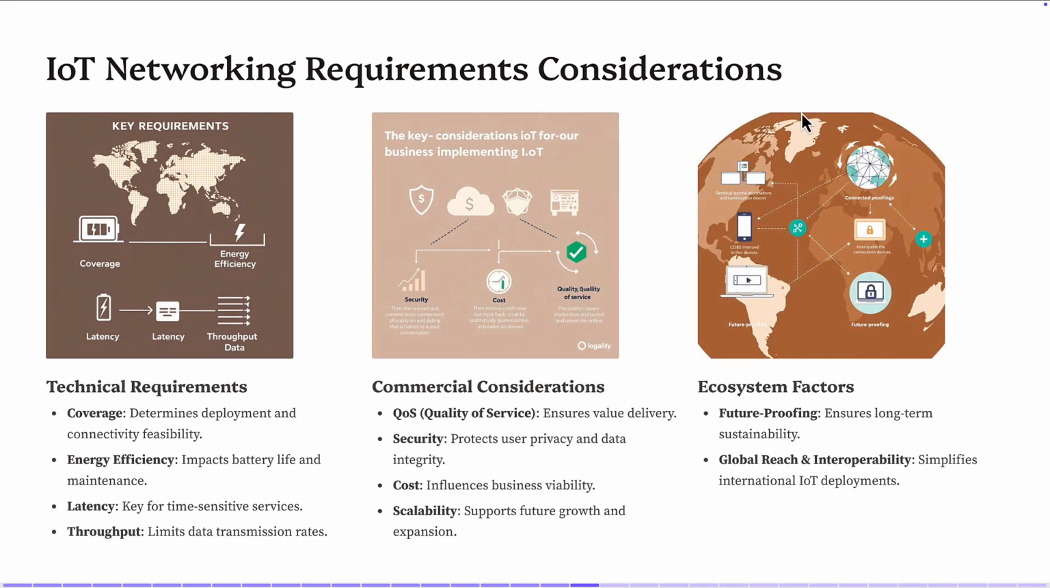So in terms of requirement consideration, now there are different categories of requirement. We have technical requirement, commercial requirement, and ecosystem factors. So technical requirement is, as we talked about them, energy efficiency, latency, throughput, coverage. These are technical requirements from technical perspective. Now, if you are an IoT engineer and you will deploy an application, you will think about these requirements. Should I have power efficiency or real-time constraints or bandwidth or coverage? So this is what an IoT engineer will be considering when designing an application.